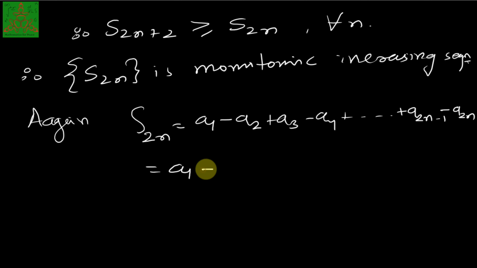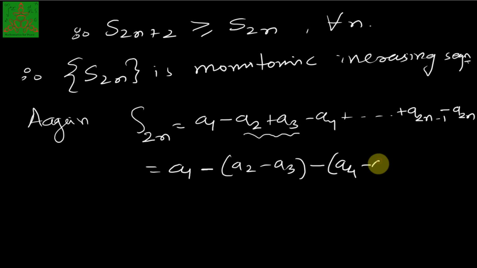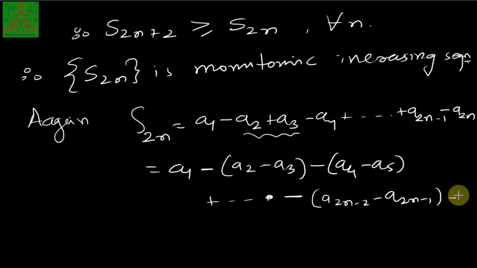We'll have a1 minus, I'm just commoning out the minus sign from these two, so it will be written as a2 minus a3. Let us common out the minus sign from the next term, that is a4 minus a5. If we do this in every term, we'll have the last one, which is minus of a_(2n-2) minus a_(2n-1), and this minus a_(2n) stays as it is. Now we already note that this sequence an is a decreasing sequence.